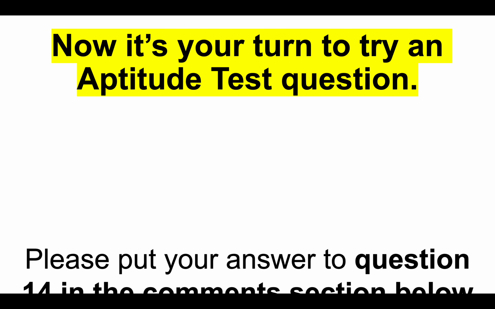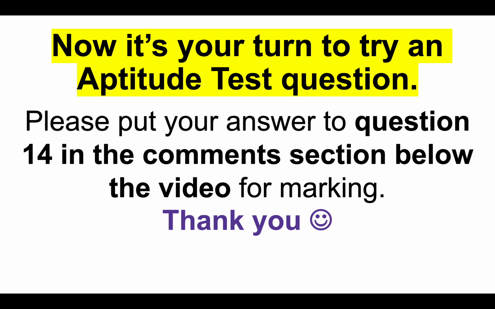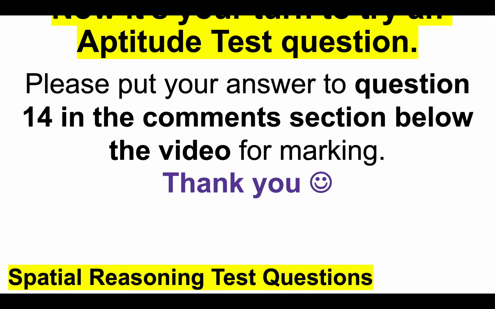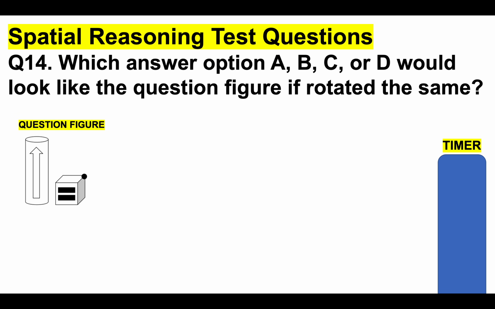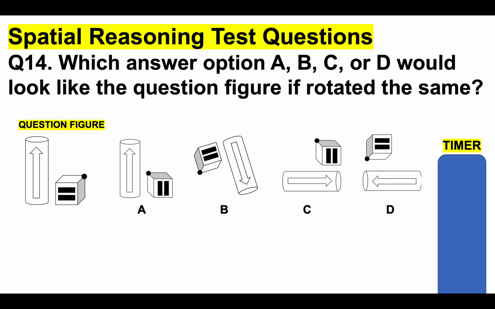So now try one for yourself. Please try an aptitude test question that's based on spatial reasoning. Please put your answer to question 14 in the comments section below the video for marking. Which answer option, A, B, C or D, would look like the question figure on the left if rotated the same? Here's your timer. This is difficult.